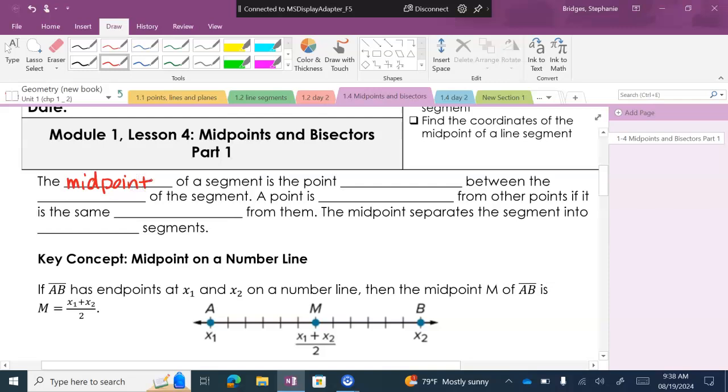The midpoint of a segment is the point halfway between, aka in the middle of, the endpoints of the segment. Okay, the midpoint of a segment is the point halfway between the endpoints of a segment.